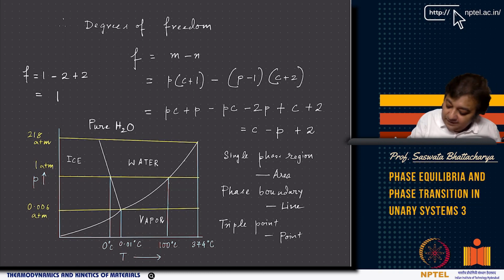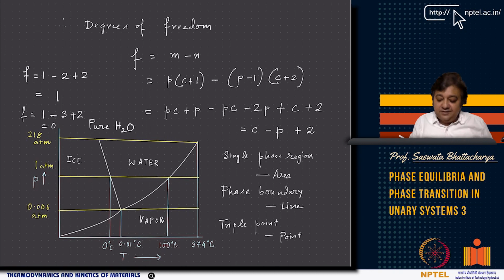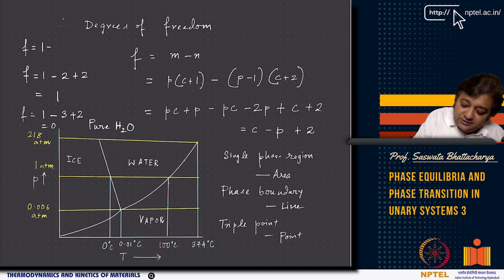Similarly, if you have a triple point, at the triple point F equals, you have three phases, so minus 3, and you have one component, and plus 2. This is for a unary system. So this comes out to be 0. So triple point is uniquely determined. On the other hand, if you look at any single phase, then you have one component and only one phase and 2 degrees of freedom, right?